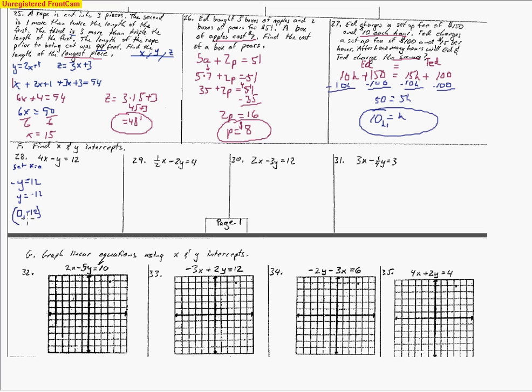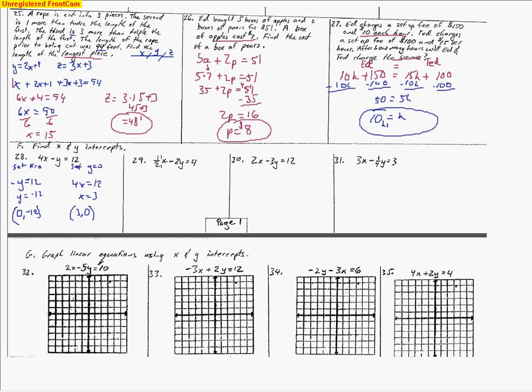That is the y-intercept. For the x-intercept, we're going to end up setting y equal to 0. So now we've got 4x equals 12. Divide by 4, I get x equals 3. So the x-intercept is 3, 0.